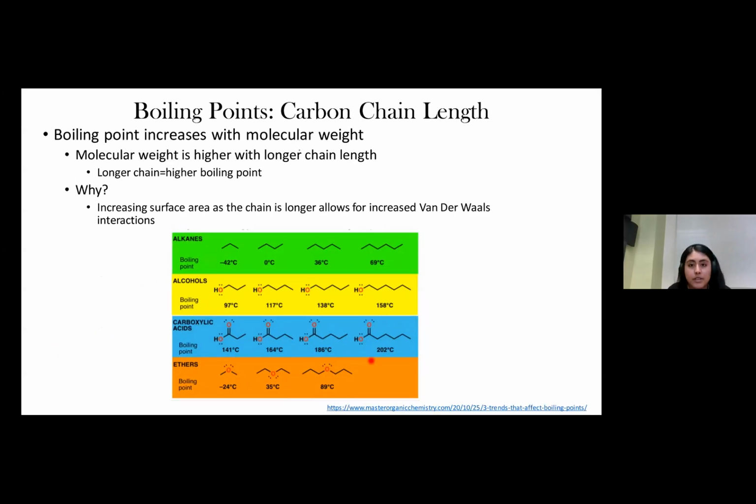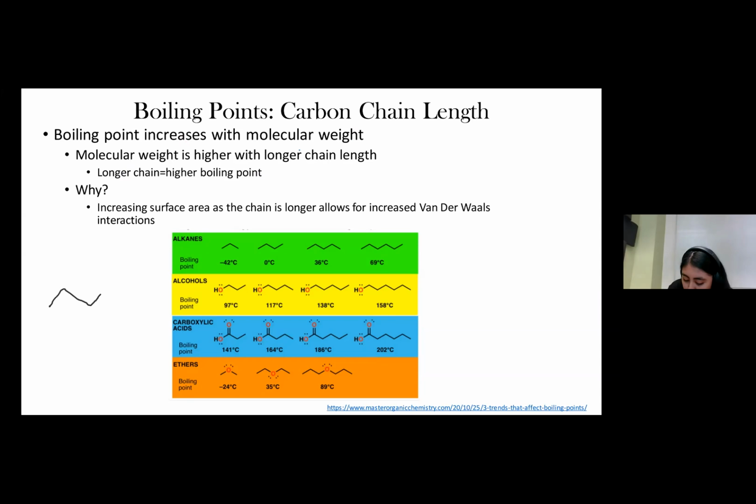The next thing to focus on is carbon chain length. Again, I said that carbon chain length, or the size or the length of the chain, is correlated with molecular weight, right? As you increase the chain, you increase the molecular weight. So boiling point increases with molecular weight. In other words, the longer the chain, the higher the boiling point. This is right here. So why is that the case?